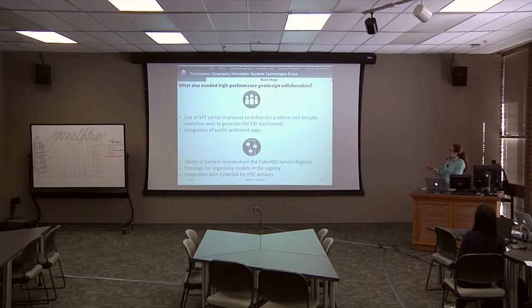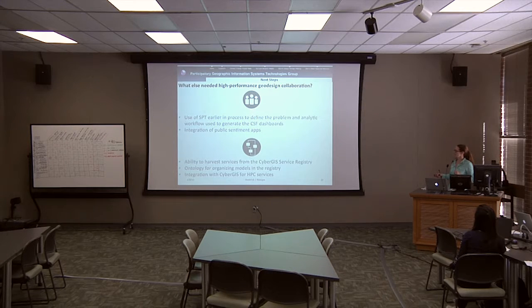So what else do we need? I think I've touched on this, but really having SPT earlier in the process, so not just in dashboards with stakeholders, but also in the problem definition. And on the other end of it, integration of public sentiment apps. That's the SPT side: we're not just having people type in what they think, but we're able to pick up Twitter feeds, or RSS, or something streaming in real time where people are interacting in their world, and we're grabbing that information rather than requiring people to provide it to us. And of course, they can still edit that information if they choose.